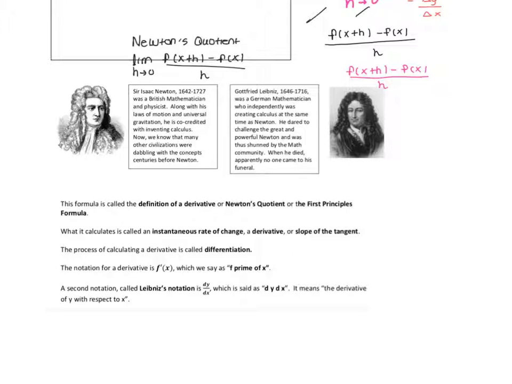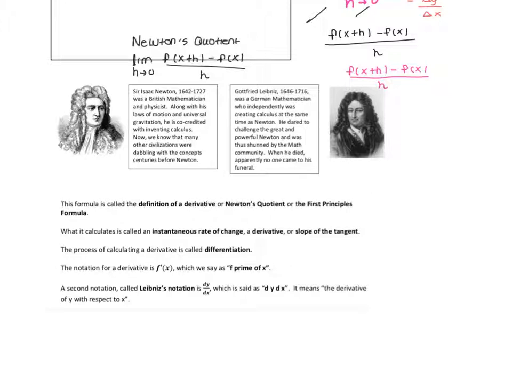So let's take a look at some of the terms here. We talked about Newton's quotient. What it calculates is called the instantaneous rate of change. We talked about that. It's called a derivative or the slope of a tangent. The process of calculating this derivative is called differentiation. This last half of the year is all differential calculus. And then next year, we're going to spend about 2 weeks, again, with differential calculus to review. And then we'll go into integral calculus, which is different. Okay? So, important notation here.